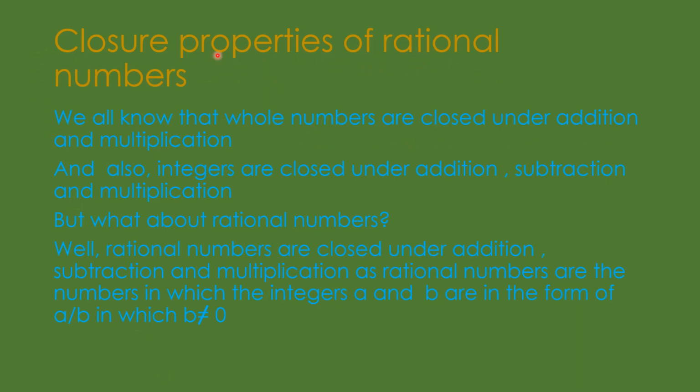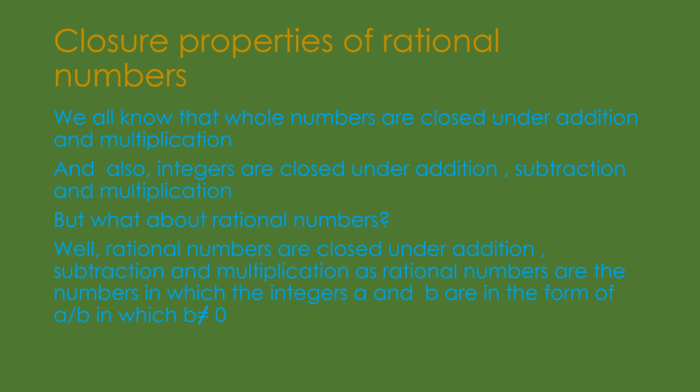Closure property of rational numbers. We all know that whole numbers are closed under addition and multiplication, and also integers are closed under addition, subtraction, and multiplication. But what about rational numbers? Well, rational numbers are closed under addition, subtraction and multiplication, as rational numbers are the numbers in which the integers a and b are in the form of a by b, in which b is not equal to 0.